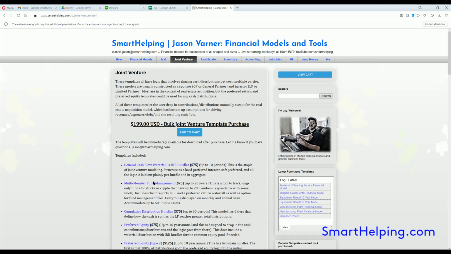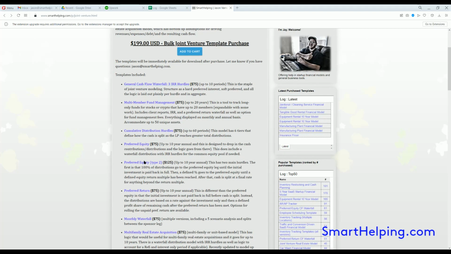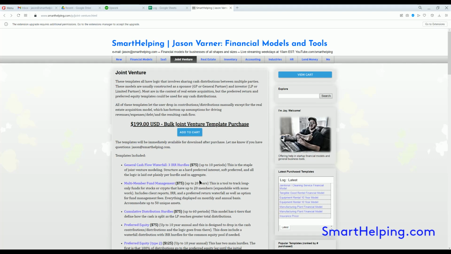But what you see here is all the work I've done with joint venture waterfalls. Normally, you'd see this in real estate. You'd also see it in oil and gas, and you could apply these to technically any deal. It's just a way to split cash flow based on equity invested. And then I'll go through each template so you can see what's going on here.